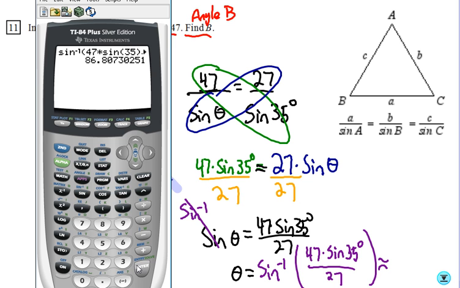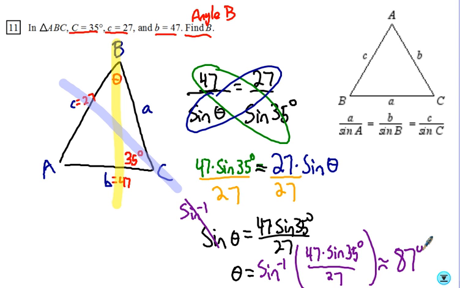So we get 86.8, so we can round that to approximately 87 degrees. So again, that is a degree measure, and this is certainly not drawn to scale. At an 87 degree angle that would be a little bit bigger, but again, this was just our sketch.